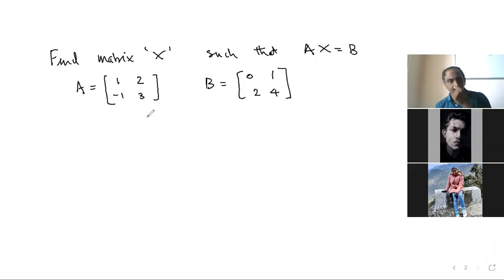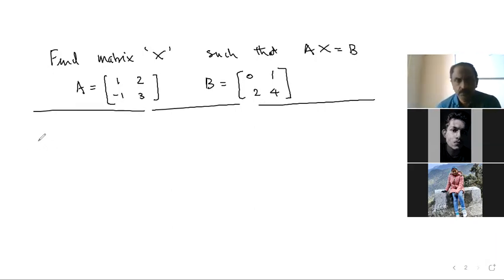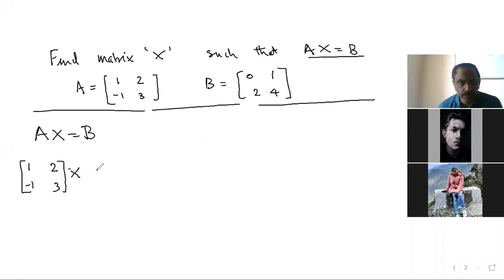All right. So first, are you writing the question with me? Please write the question. First, you substitute in the equation AX equal to B. A is what? 1, 2, minus 1, 3. X equal to B, which is 0, 1, 2, 4.